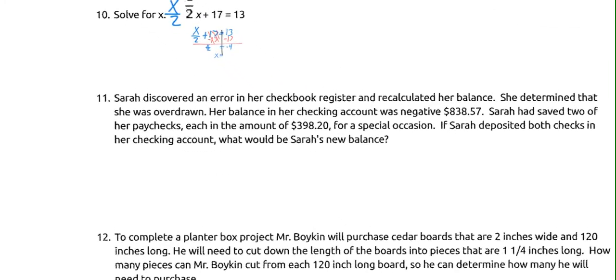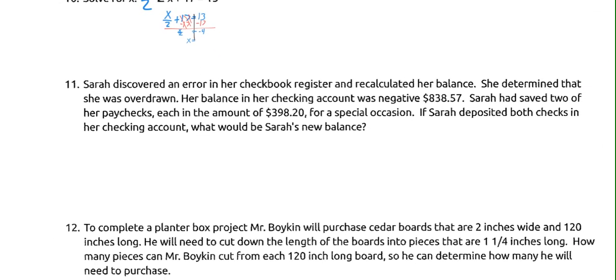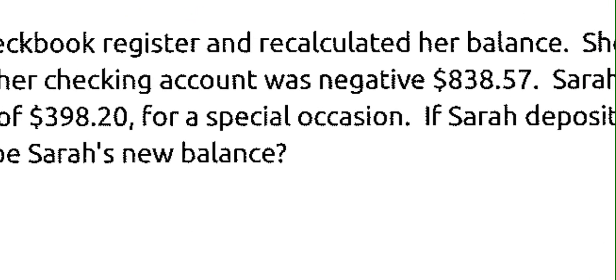Down to the last two. Sarah discovered an error in her checkbook register and recalculated her balance. She determined that she was overdrawn. Her balance in her checking account was negative $838.57. Sarah saved 2 of her paychecks, each in the amount of $398.20 for a special occasion. If Sarah deposited both checks in her checking account, what would be Sarah's new balance? Again, I'm not going to work this out for you all the way, mostly because this is an older problem.